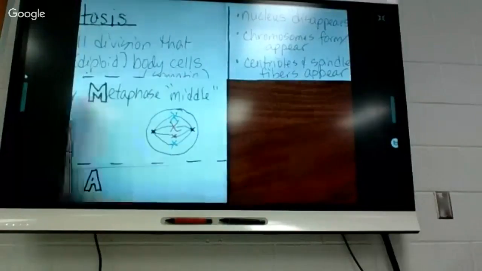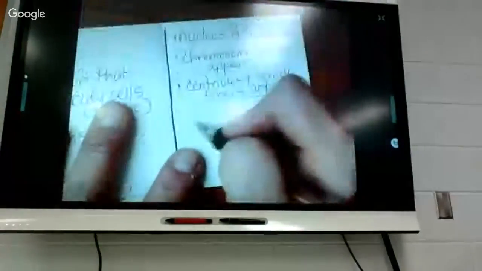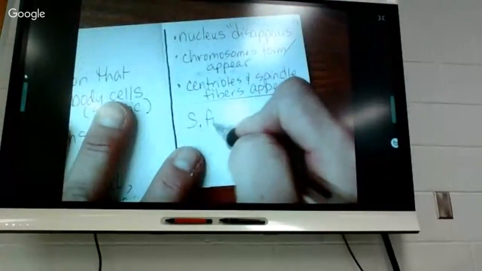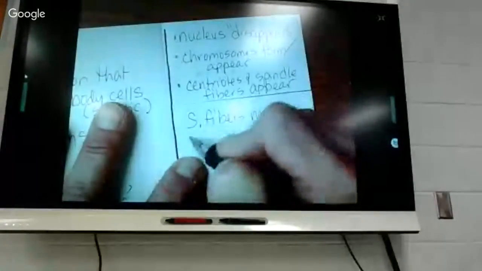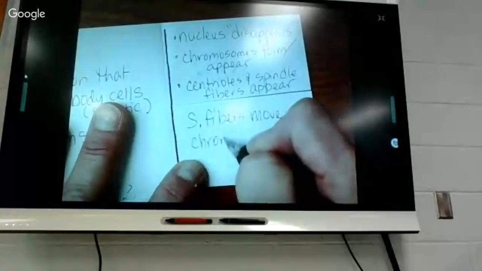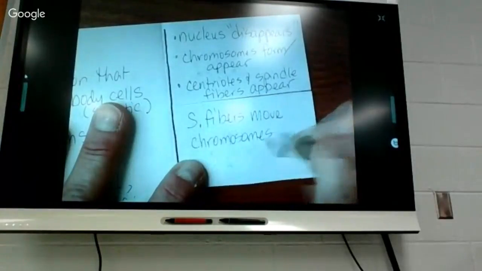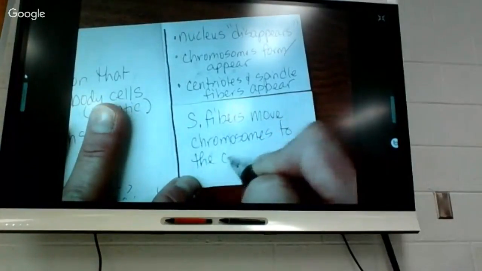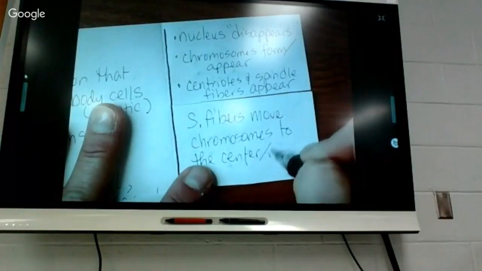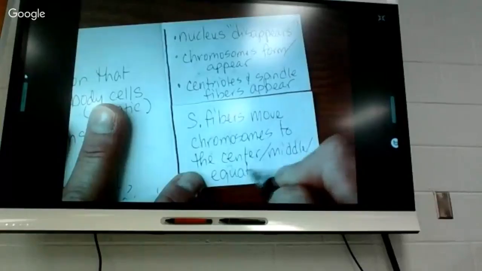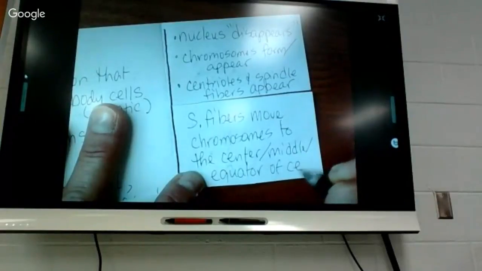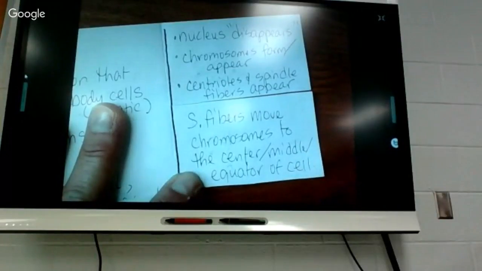Okay, so let's open it up. So spindle fibers, I'm going to put S fibers, move, pull chromosomes to the center, say middle, or they may even say equator of cell. It could be any of those.